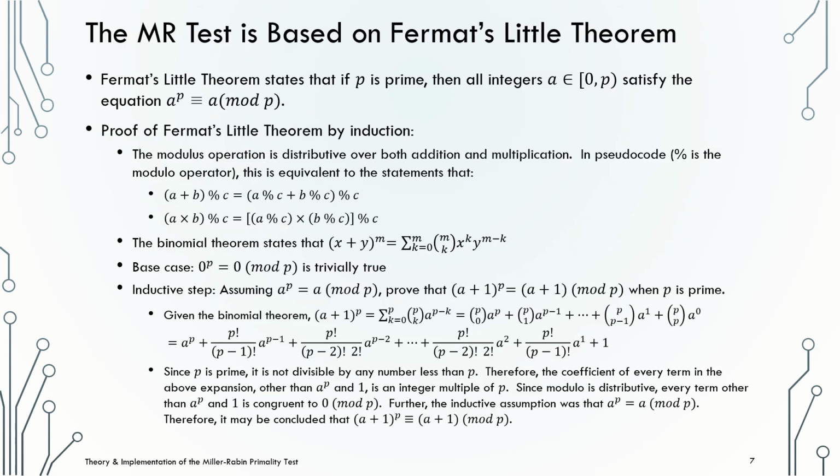So the Miller-Rabin test is based on Fermat's little theorem, which states that if p is prime, then all integers a in the range 0 to p satisfy the equation a^p ≡ a (mod p).